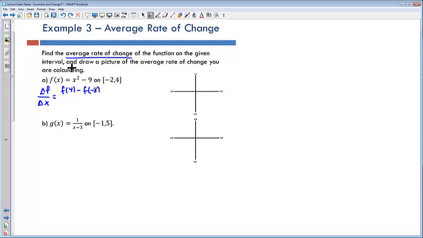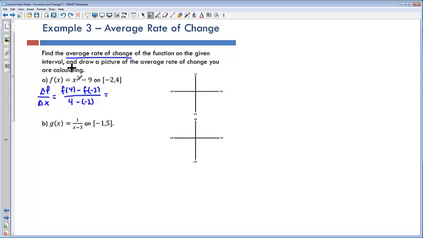Always the final minus the initial, so 4 is the ending point, negative 2 is the starting point. So f of 4 minus f of negative 2. And the same order on the bottom, 4 minus negative 2. Don't screw up the order or you will screw up the problem. But you should be able to catch your mistake if you draw a picture, which we're going to do in a minute. So let's just do what this says.